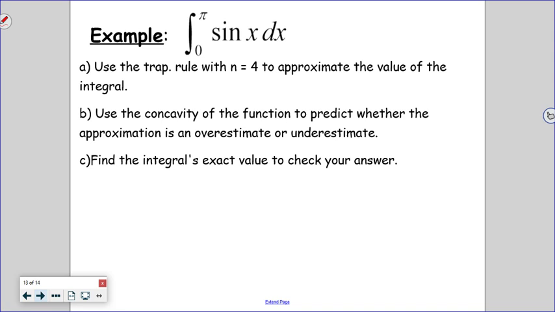Again, we don't have a picture to look at, but it's giving us the integral from 0 to pi of sine of x dx. Let's just take it one question at a time. Question A first says use the trapezoidal rule with n equals 4, so 4 equal trapezoids, to approximate the value of this integral.